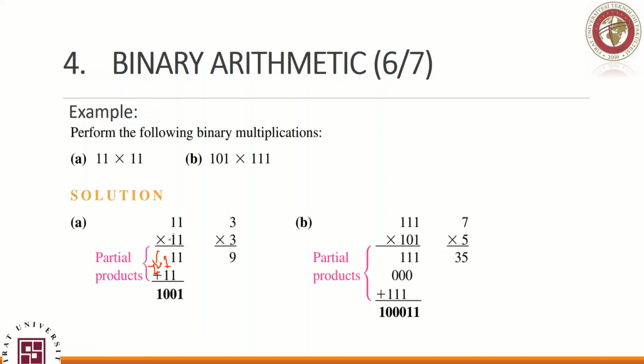Leave it, go to the next positional weight. 1 times 1 is 1. Start from its own positional weight here. 1 times 1 is 1. Now sum the partial products. These are called partial products.